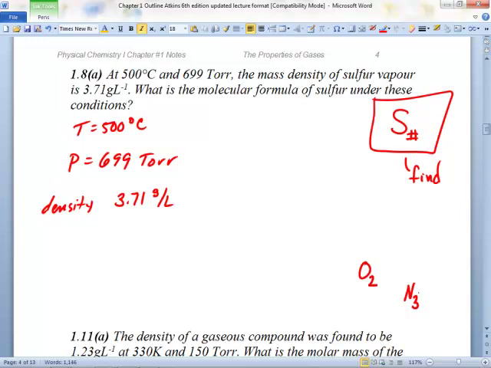We need to find the molar mass. MWT. Okay, now I didn't hear what you guys were saying. Find MWT. I just wanted to get that down. That's what we got to do. So what were you saying?